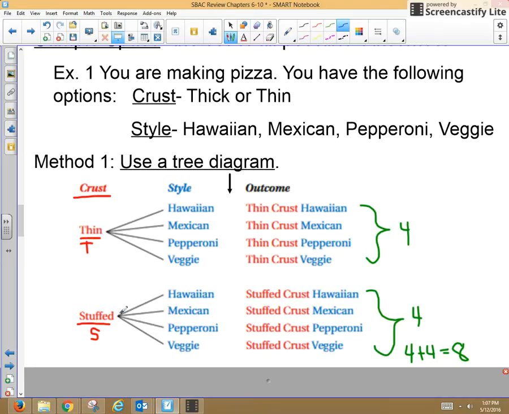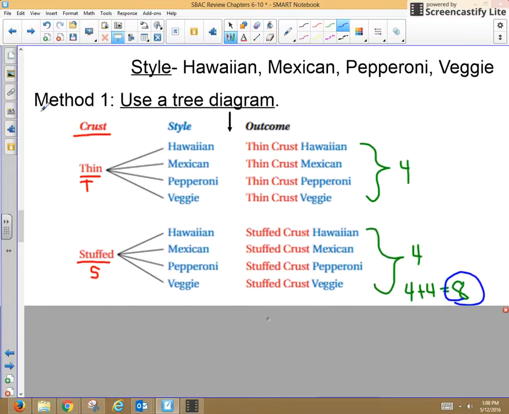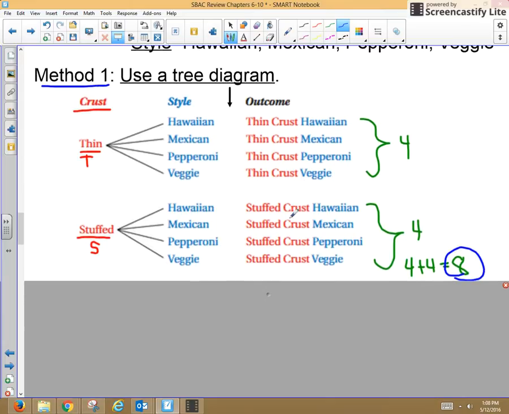The next option is your stuffed crust. Again, you have the same styles: Hawaiian, Mexican, pepperoni, and veggie. When you put the stuffed Hawaiian, that's 1. Stuffed Mexican, that's 2. Stuffed pepperoni, that's 3. And stuffed veggie, that's 4. So your total possible outcomes for thin and stuffed crust with the 4 options, 4 plus 4 actually gives you your total of 8 possible outcomes. So method 1 is called a tree diagram, and you notice they have the little branches pointing to every option, so it looks like a tree.